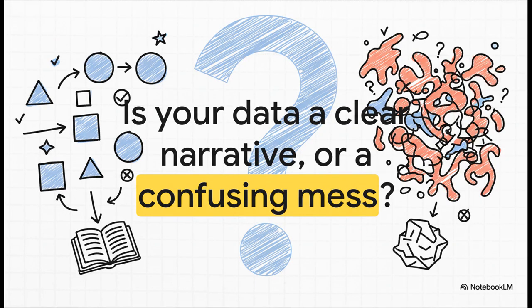You know, ultimately, every database tells a story. The whole process of normalization is really just about making sure that story is clear, consistent, and reliable. It's the difference between a coherent narrative and just a confusing, contradictory mess. So the question I want to leave you with is this: what kind of story is your data telling?